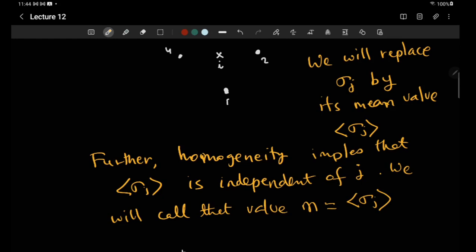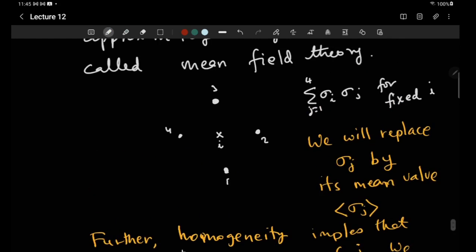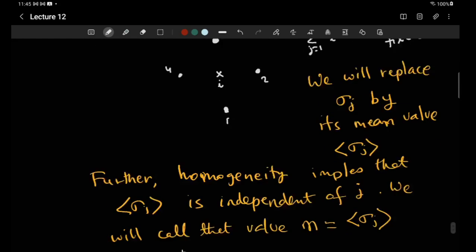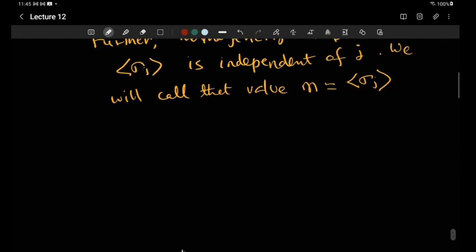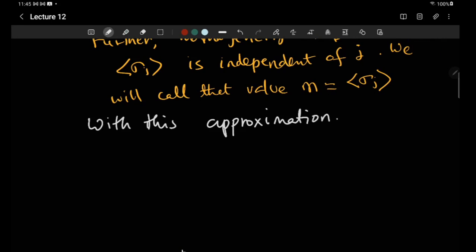Okay, is this clear what we are doing? The only thing we will let take the 2 values is the ith guy which we are focusing on. And then when you're working out that term, we will just write it in this fashion. Is this clear? So now what we get is something interesting. So with this approximation, we get an effective Hamiltonian.